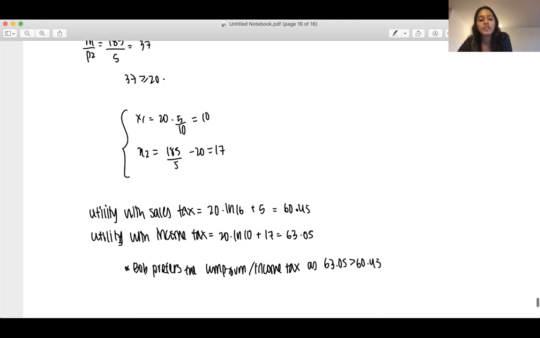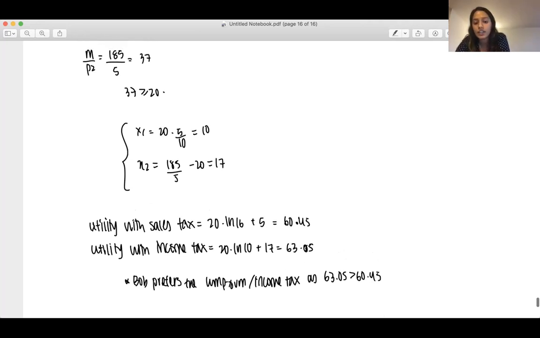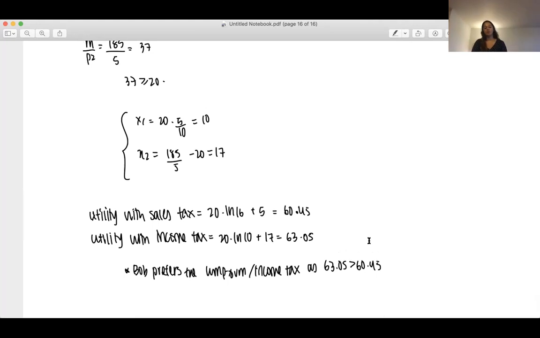And then the utility with income tax is 20 times ln 10, which you got from here, plus 17, which is also from here. And his utility here is 63.05. So now we know that Bob prefers the lump sum income tax because his utility increases. So 63.05 is more than 60.05, and we know that he gains more utility if there's an income tax instead of the sales tax on beer, and that's why he prefers this bundle.